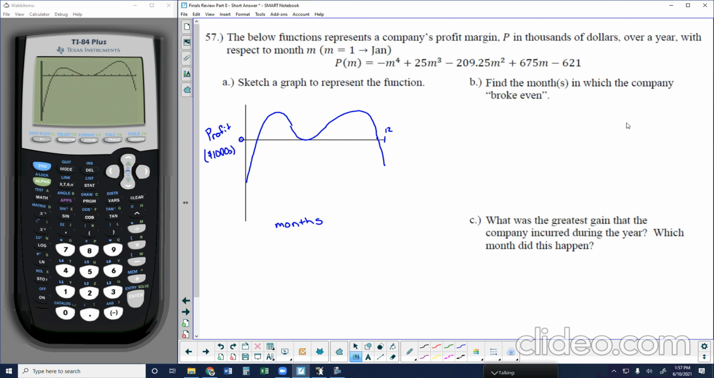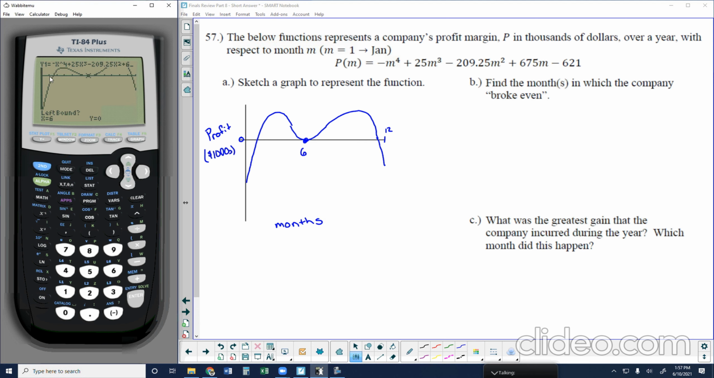So it says find the months in which the company broke even. So what we need to do is find the zeros of the graph. So if I look at the table, I can come up with 1 here on my table. This would be 6, and I can come up with only 1 on my table, but I see that there's 3, so I can use the second trace key to find my zeros.